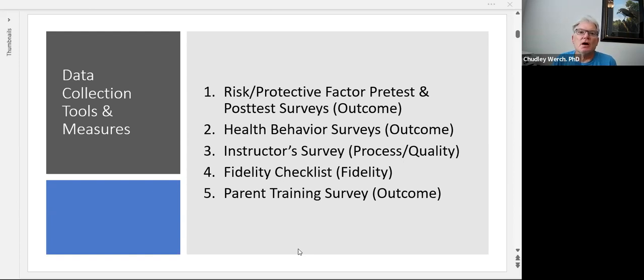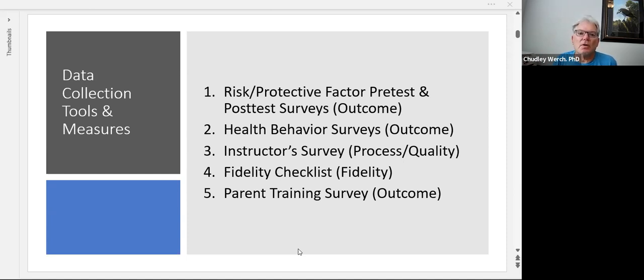A third tool we offer is the instructor survey. That assesses the quality, or it's a process measure, if you will, a quality of your implementation with your youth or young adults in your setting. We also have, number 4, fidelity checklists to ensure that you implement our evidence-based and evidence-informed programs the way they were meant to be implemented to increase the probability of seeing outcomes.